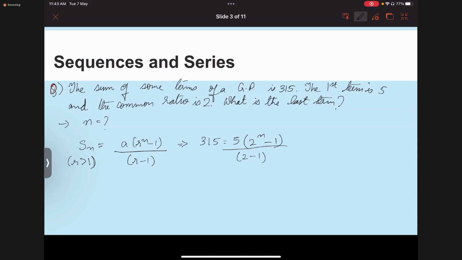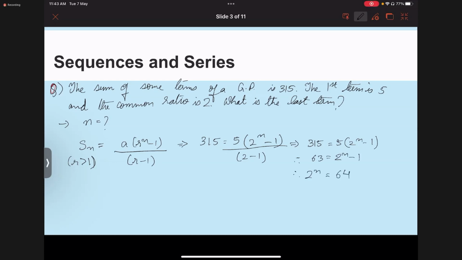Okay, of this as 315 is equal to 5 times 2 to the n minus 1. So this is 5. If you get it over here, you have 63 equals 2 to the n minus 1. And therefore 2 to the n is equal to 64.